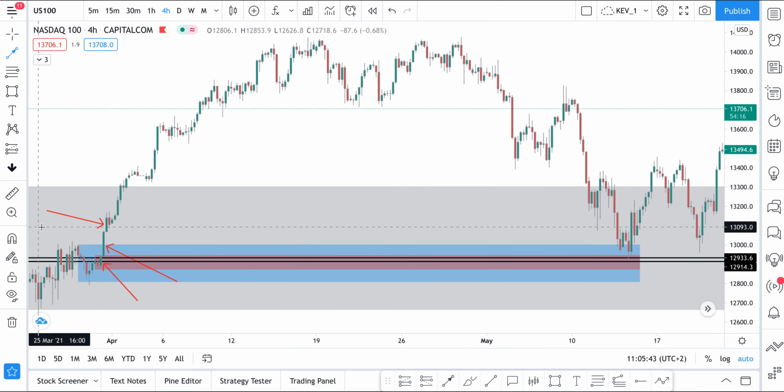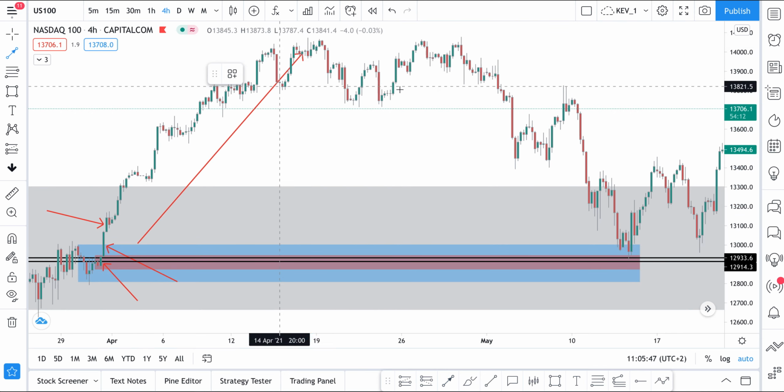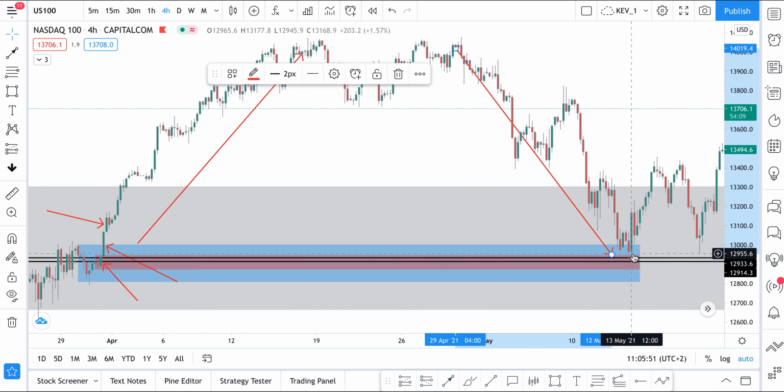Let me just draw that. So the market has left. It's ranging, comes back down to where you had your buy limit, picks it up, you're back in profit.